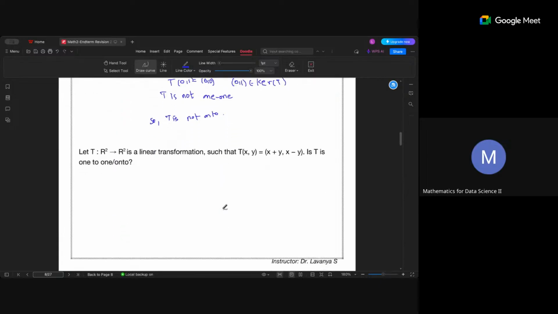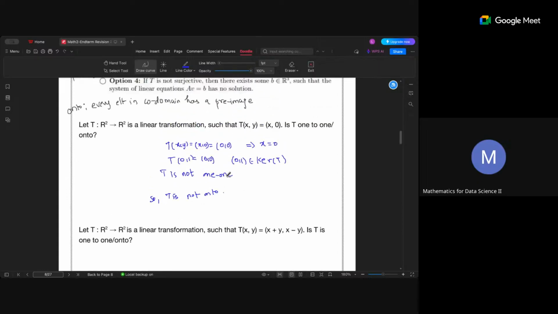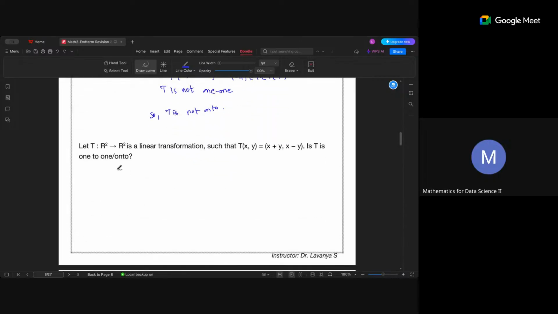Okay. What about this one? See, there is another way. Here you have used the definition. What is another way to check 1-to-1 or onto? Can we use matrices? Yes. So what is the matrix representation for this? What is T of (0, 1, 0)?